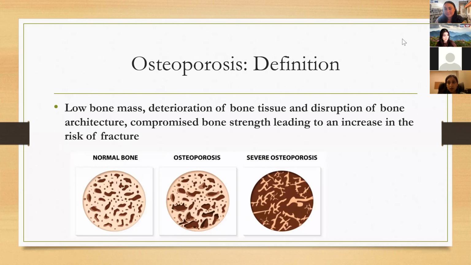So definition of osteoporosis, it's low bone mass or deterioration of bone tissue and disruption of bone architecture. This leads to compromised bone strength and puts patients at an increased risk for fracture. As you can see in the diagrams there, a normal bone and what osteoporotic bone may look like.